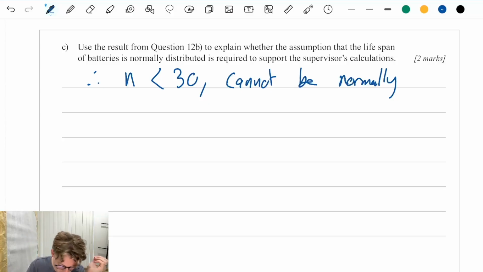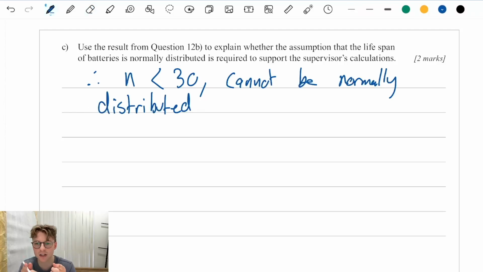It cannot be normally distributed is the answer here. Wait, I need to start this again because I've got myself the sound. I'm going to blame the sound. Oh wait, I literally got the word above me and I nailed it. Okay, cannot be normally distributed. I think that's probably fine.